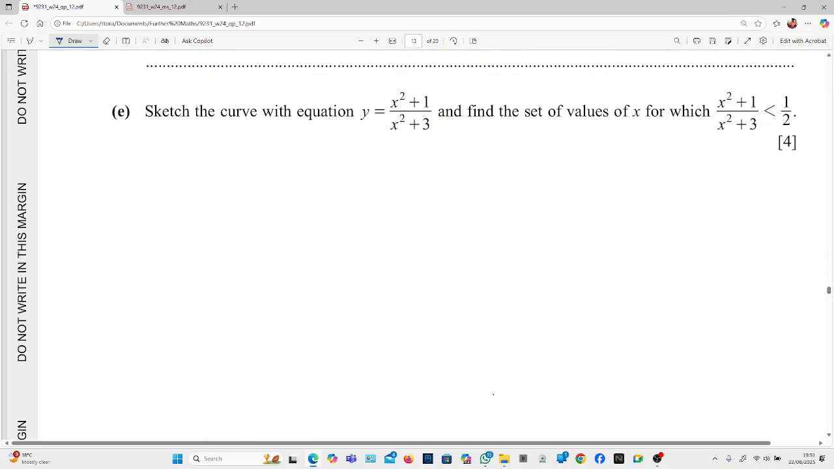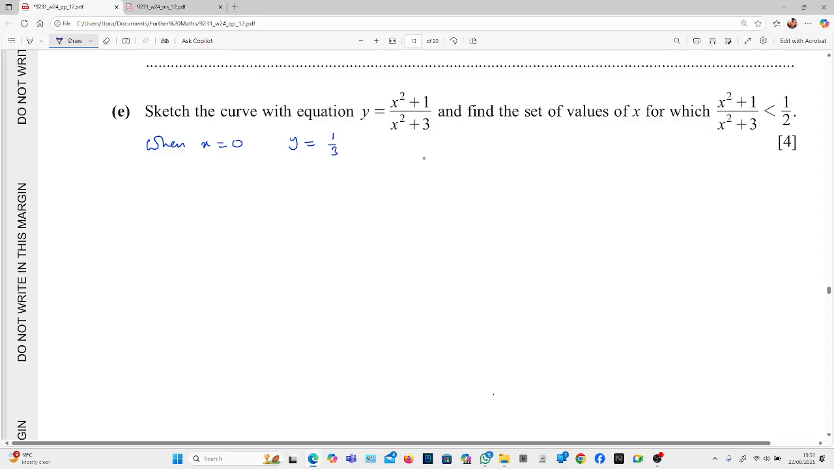So we need to sketch the curve of y is equal to (x squared plus 1) over (x squared plus 3) and find the set of values of x for which that is less than half. So let me just try and find out now, when x is equal to 0, we have y is equal to 1/3. Because originally the curve was (x squared plus 3) divided by (x squared plus 1), so now it's the inverse of this, the reciprocal of this.